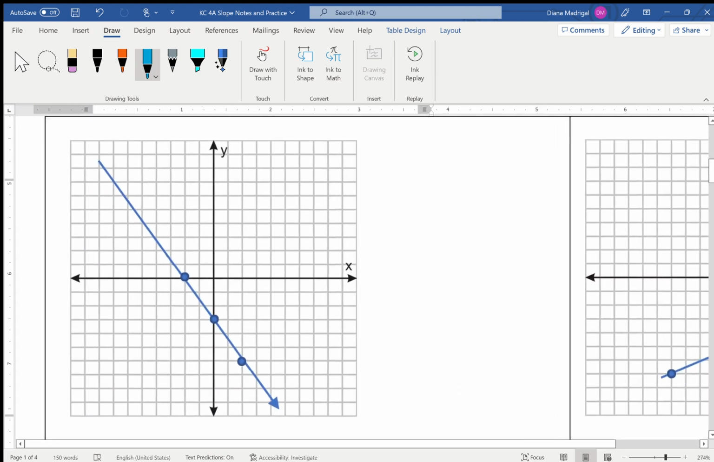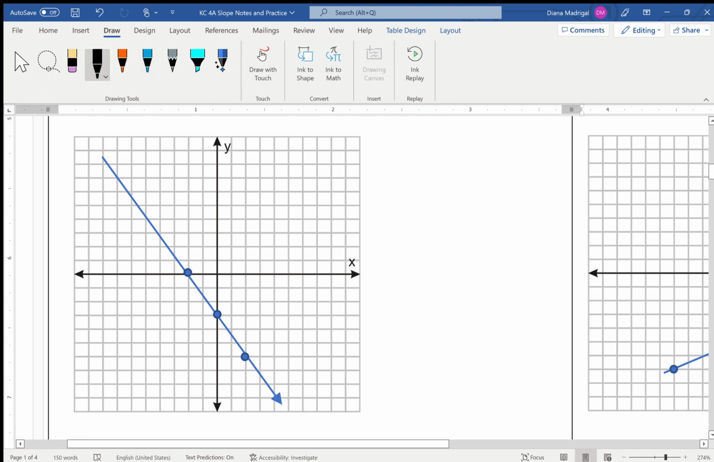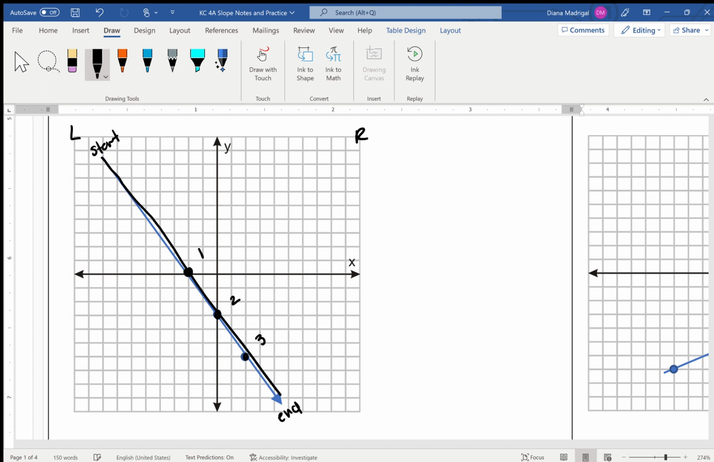For this one, your first point, again, is from the left to the right side. This point right here is closest to the left than this point right here at the end. You see how the distance is so far apart? That means that this is the start of the line, and this is the end of the line, which means that this point right here they gave me is the first point, this is the second point, and this is the third point because it starts from here and it's going down. Okay, so this is a negative slope.